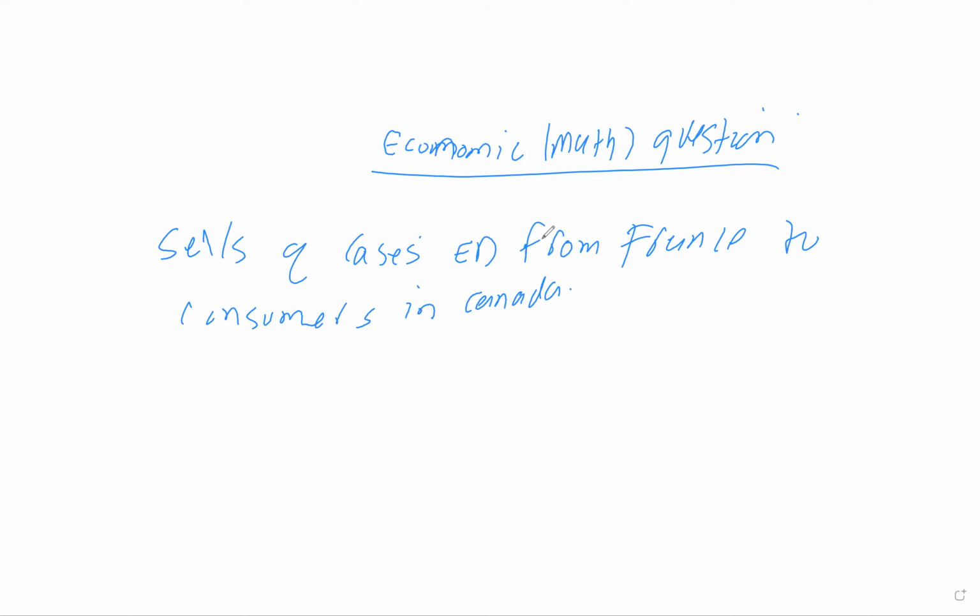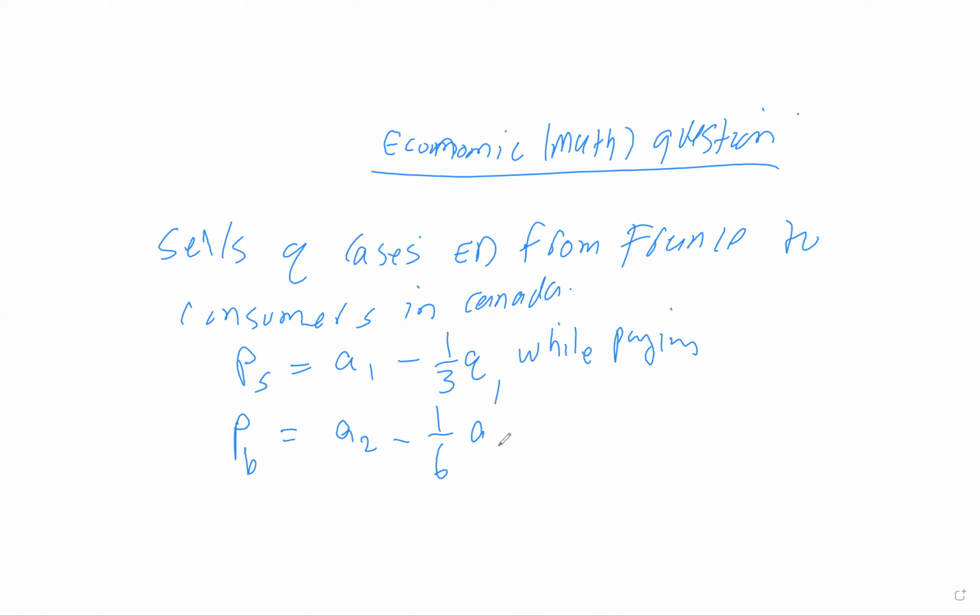So they receive a price according to the demand function of P subscript S equals A1 minus 1/3 Q, while paying P subscript B equals A2 minus 1/6 Q. This is per unit for the drink.